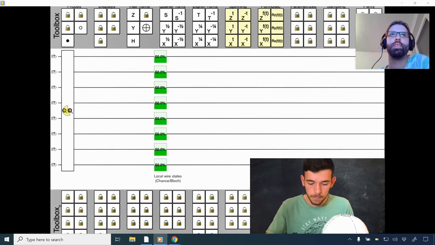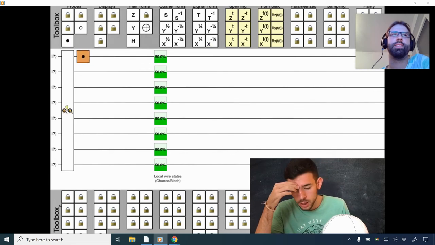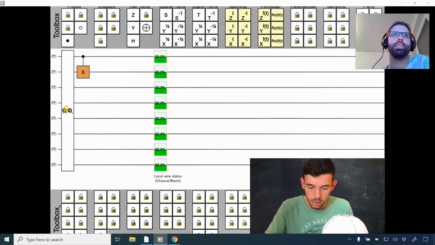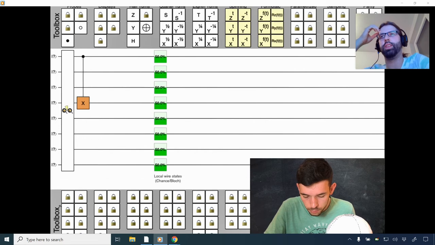So we can try to do a control X to see it. Maybe any state. So he's trying to use a control NOT gate to disentangle.